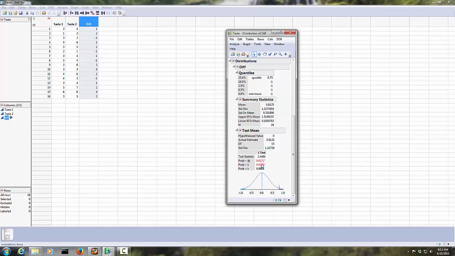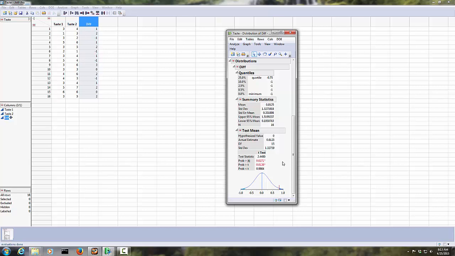Equivalently, in terms of getting a conclusion, we can look at the p-value there, and I'm looking at the two-sided p-value because I was doing a two-sided alternative hypothesis, and it's 0.0271, which is less than the classic 0.05. So we have evidence to reject the null hypothesis.